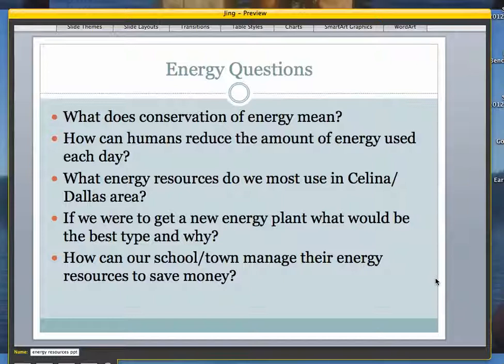Energy questions. I'd like to have an open class discussion on each of these. What does conservation of energy mean? How can humans reduce the amount of energy used each day? What energy resource do we most use in Salina? If we were to get a new energy plant, what would be the best type of plant and why? And how can our school or town manage their energy resources to save money?